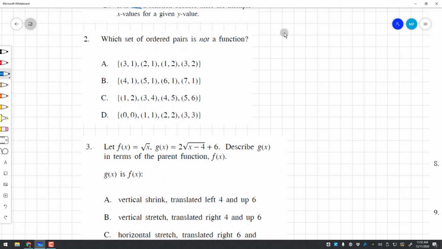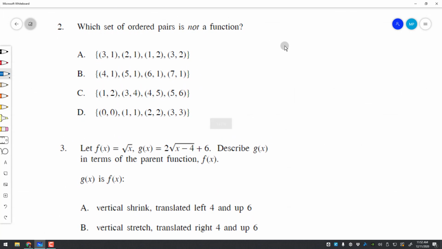Number two, which set of ordered pairs is not a function? Remember, to be a function, think about what we talked about earlier in the year. x is kind of like our items, and y is kind of like their prices. We used the menu board as an idea. Different items can have the same price. That was okay. So for instance, something like this would be fine. These two items both have a price of $5 or whatever. However, the same item cannot have two different prices. That was not a function.